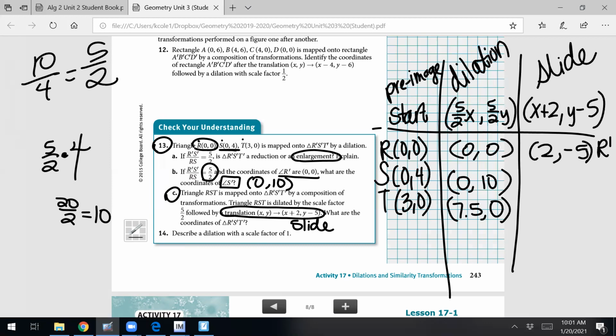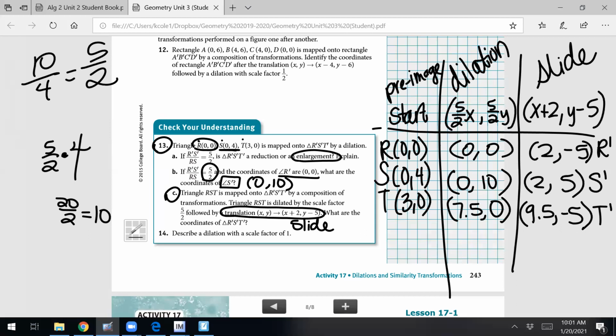Okay, then what's 0 plus 2? What's 10 minus 5? Positive 5, and that is going to be S prime. What's 7.5 plus 2? 9.5. What's 0 minus 5? And that is going to be T prime. So using that table is going to help you keep your work organized and make sure you're doing the right thing. If you're applying a dilation, you multiply the x and the y. If you're doing a slide, you follow the rules that you already have learned.